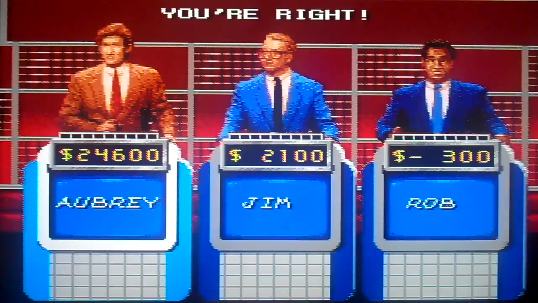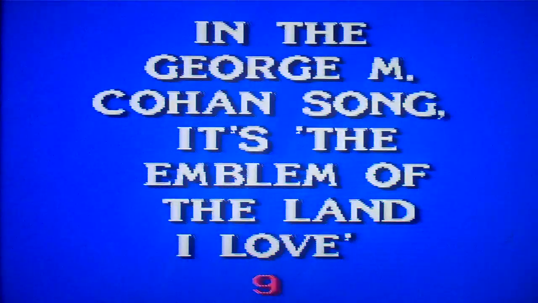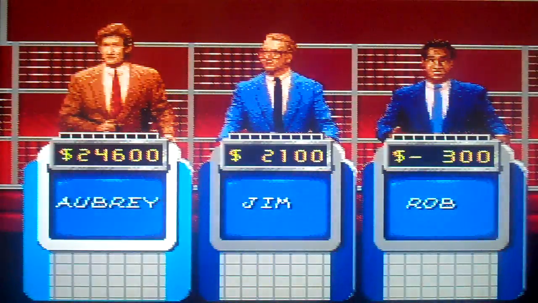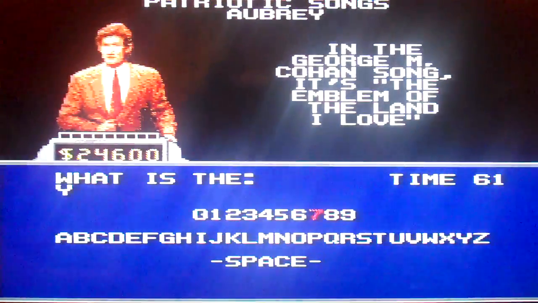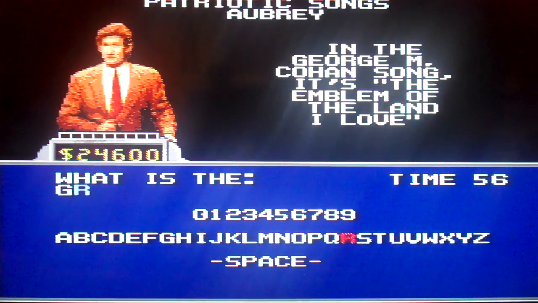Patriotic Songs for 800. The answer is: In the George M. Cohan song, it's the emblem of the land I love. What is You're a Grand Old Flag? What is the Grand Old Flag?